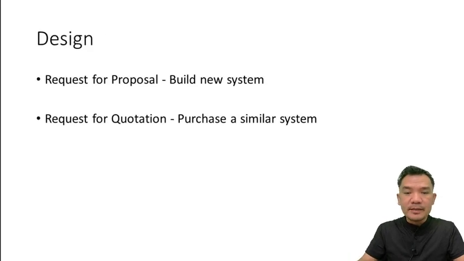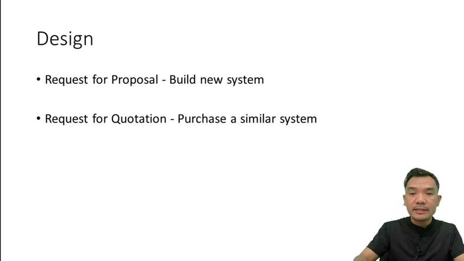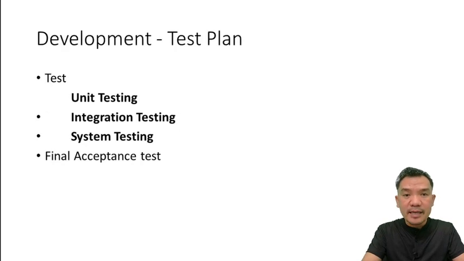Okay, so for design, as I've said, there are two aspects that we need to examine. First, if you want to build new systems, you have to request for proposals. And if you purchase a similar system, you have to request for quotation from other organizations that will probably develop the information systems. So during the design stage, in building information systems, different proposals might be taken up to be able to design, or this may define the standard processes or the standard design that will be followed by the team in designing the system.